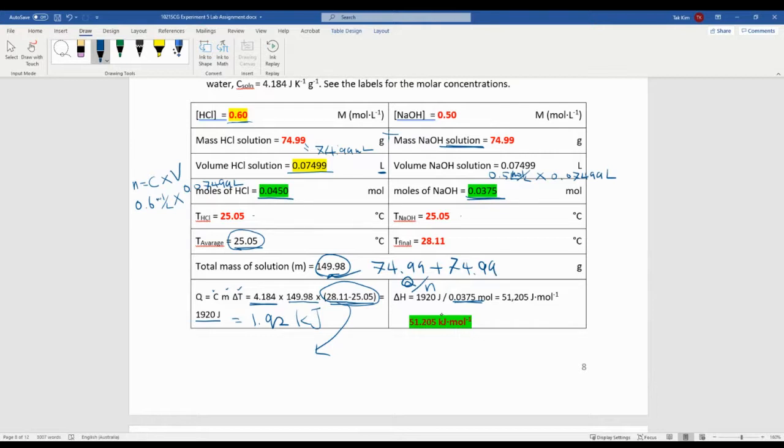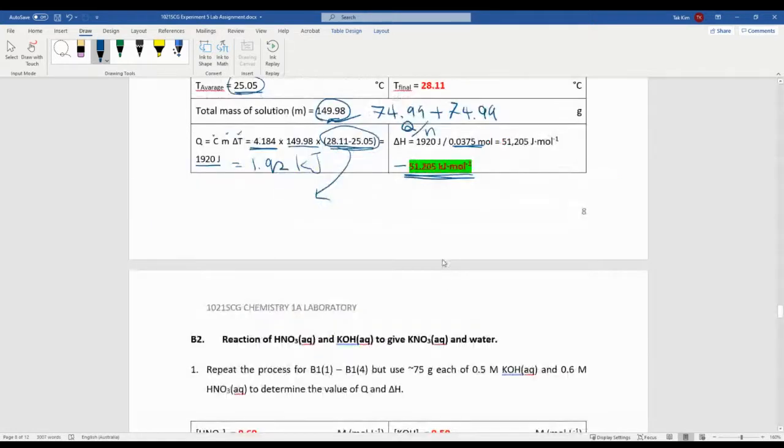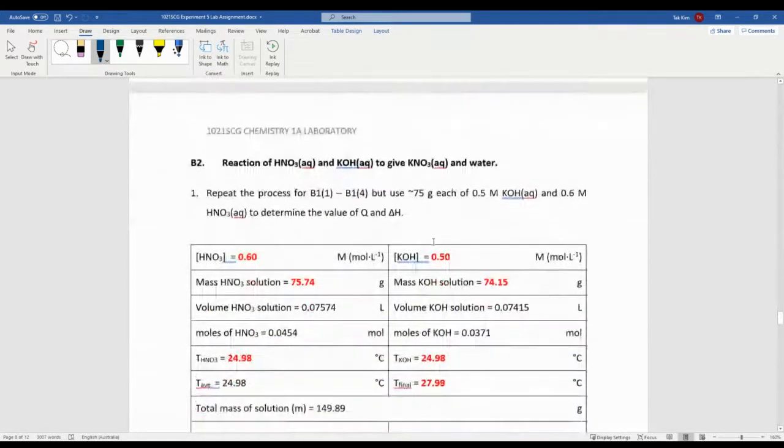And then you'll need to use the number of moles of your limiting reagent. In this case, the limiting reagent is sodium hydroxide. So instead of using number of moles of your hydrochloric acid, we need to use number of moles of the limiting reagent, which is sodium hydroxide. So in the end, you have a value over here, and then you need to put a negative sign because it's an exothermic reaction. Your final is higher than your initial, right?